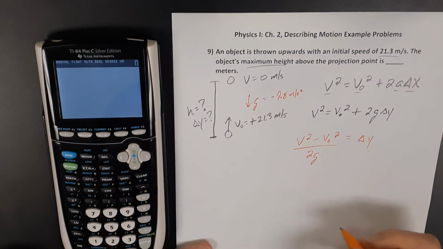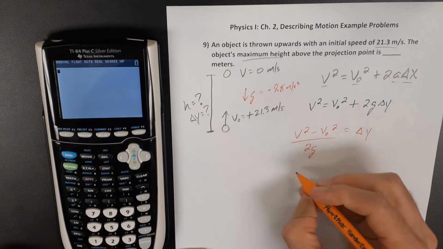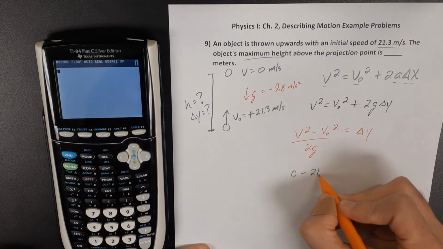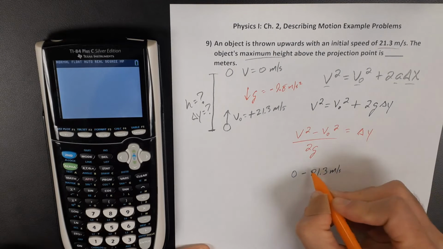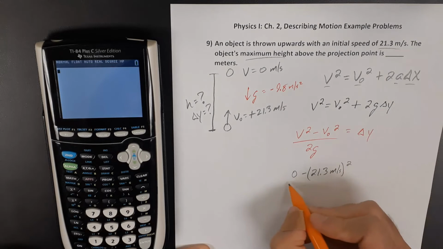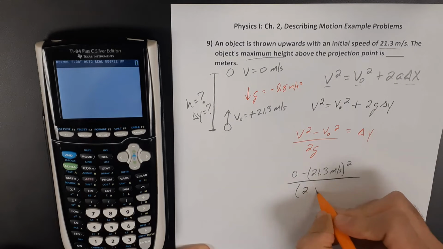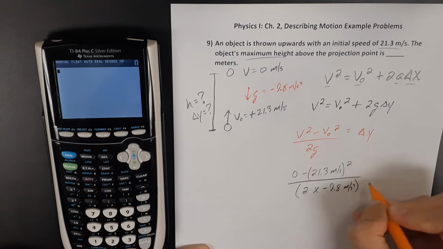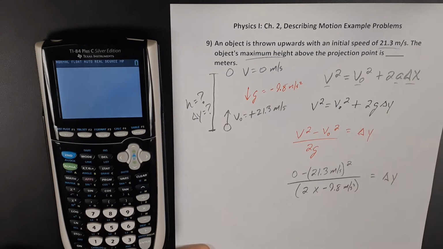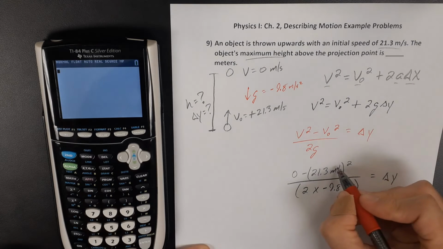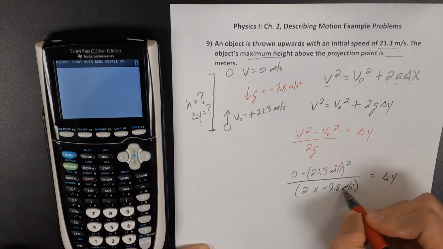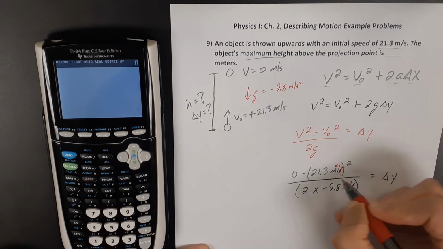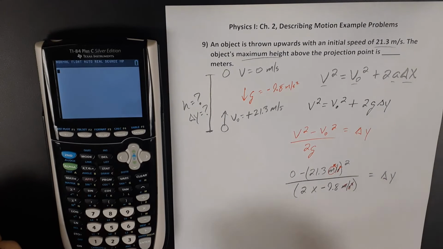And so plugging in those values, that final velocity of 0 squared is still 0, minus 21.3 meters per second squared, divided by 2 times a negative 9.8 meters per second squared. The units, you're going to square here on top. The meters are going to cancel on the bottom, or reduce. The seconds squared are going to cancel. We're going to have meters remaining.